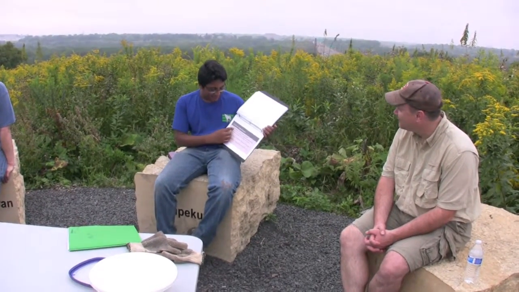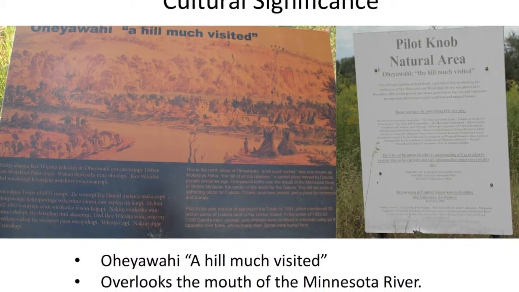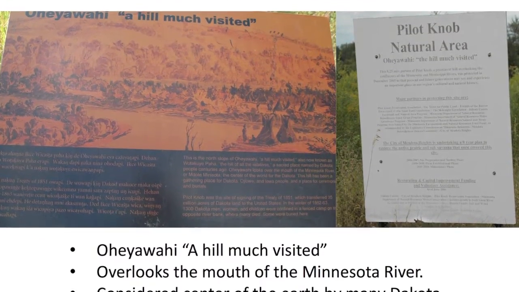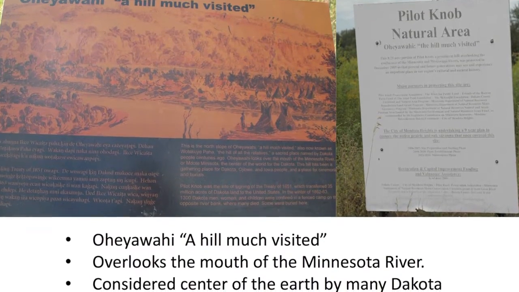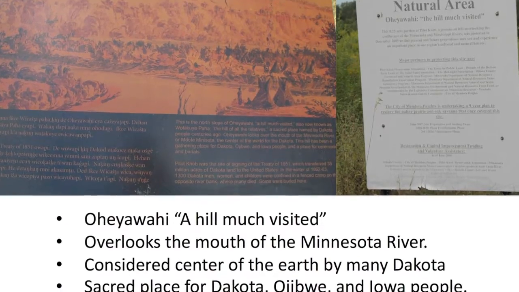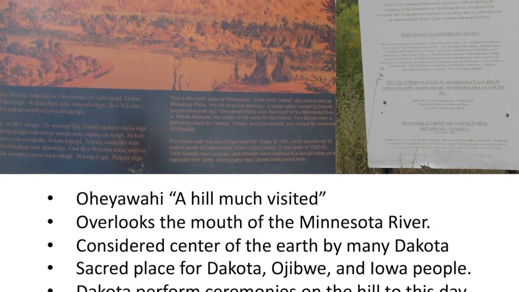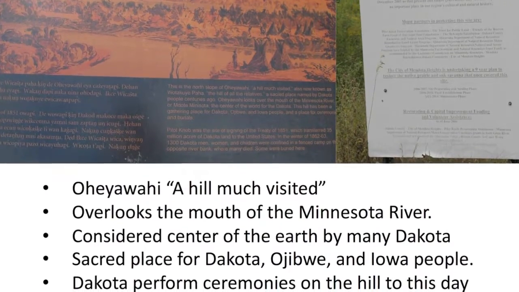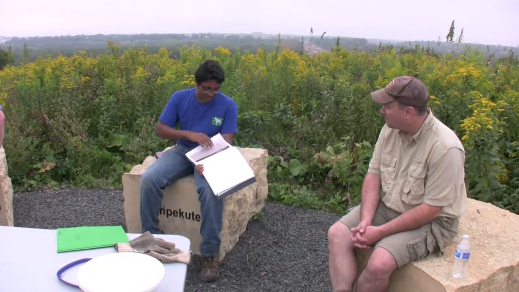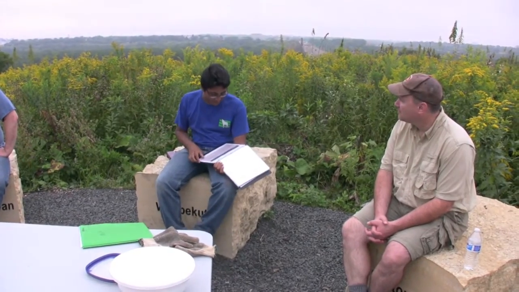This hill is referred to as Oheyawahi, which is translated as a hill much visited. It overlooks the mouth of the Minnesota River, which many Dakota consider the center of the earth. So it's very sacred over here. It's sacred for Dakota, Ojibwe, and Iowa people. The Dakota still perform ceremonies on this hill to this day. Apparently they use the trail down there to get to their international powwow, which is why they wanted no steps, to keep it looking natural.